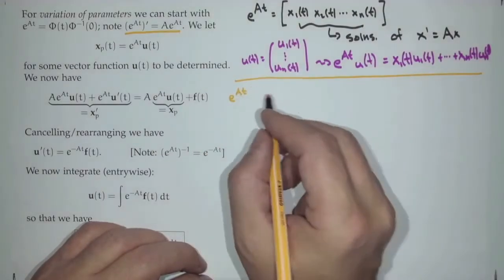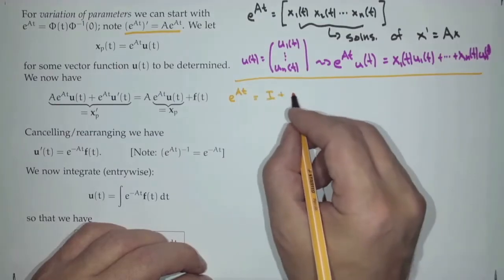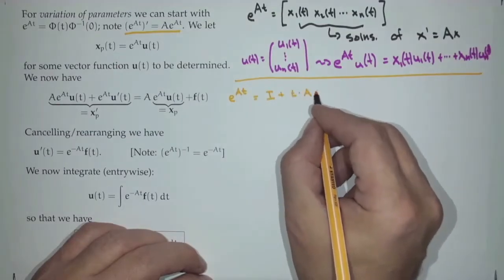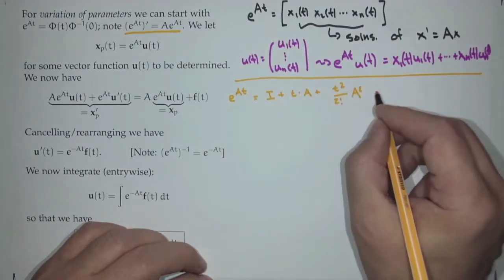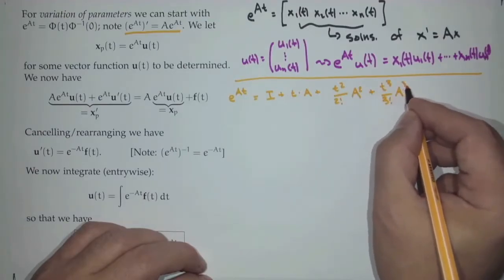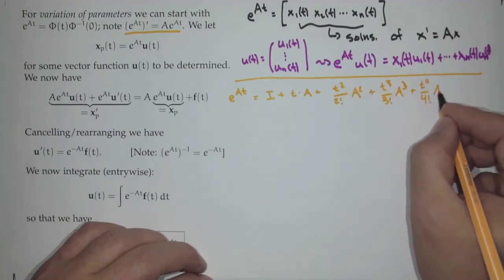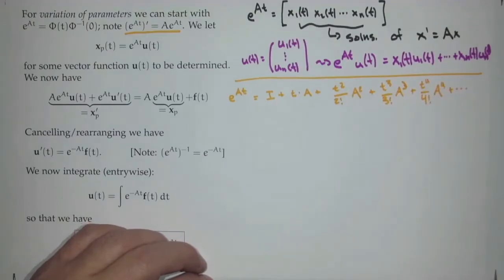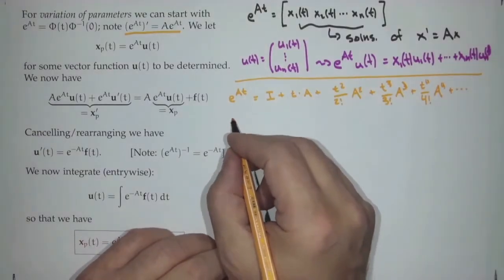So let's just remind ourselves what e to the at looks like. It looks like the identity plus t times a, t squared over 2 factorial a squared, t cubed over 3 factorial a cubed. I'll even write the next term down, t to the fourth over 4 factorial a to the fourth, dot, dot, dot. That's the definition. Now take the derivative of both sides.